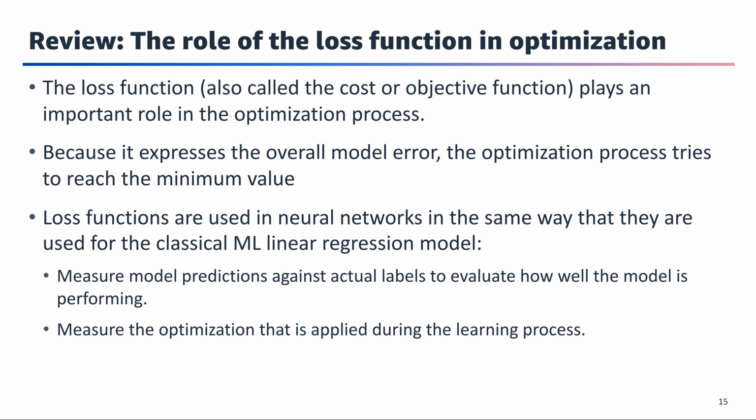To understand how the loss function is applied in neural networks, let's briefly review how it works in other areas of ML. The loss function may also be called the cost or objective function. It expresses the overall model error, so the optimization process tries to reach the minimum value. Loss functions are used in neural networks in the same way that they are used for the classical ML linear regression model. Measure the model predictions against actual labels to evaluate how well the model is performing, and measure the optimization that is applied during the learning process.